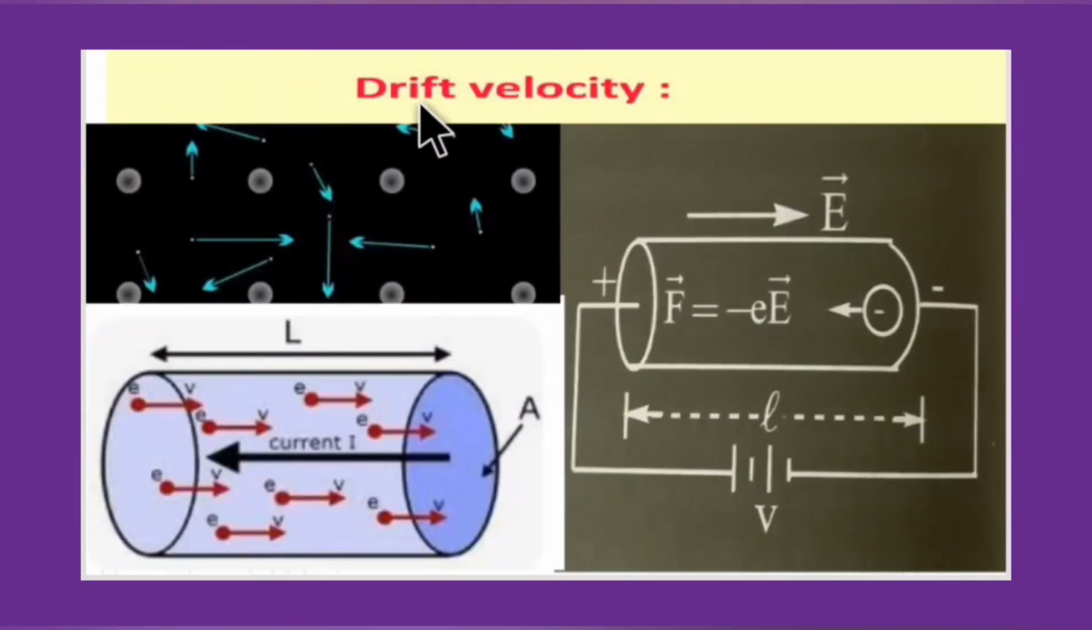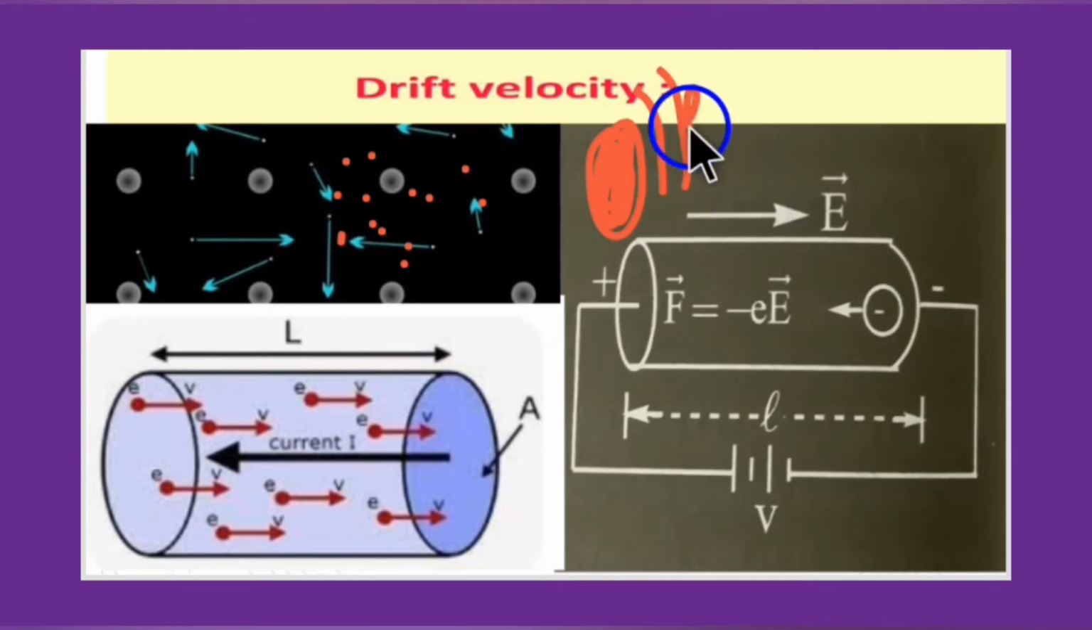Next we shall move to the concept of drift velocity. As the name itself indicates, drift means a slow change, and then velocity. Microscopically, when we consider a metal or a conductor, it consists of a large number of electrons. In the outermost shell of an atom, around the nucleus, there will be some free electrons.